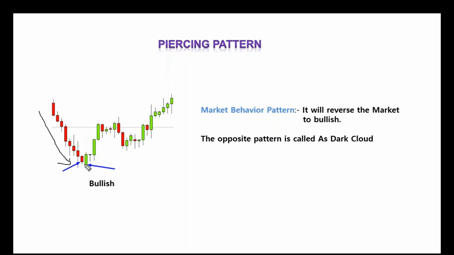If the price was in a long downtrend, a bearish candle which has opened a little bit below the previous close, and it has crossed and closed above the previous candle body, and this will be called a piercing pattern, which is a very strong pattern, and it will completely try to reverse the market for the long term. So the piercing pattern is very helpful for working the market for the long term, and the opposite of this will be called a dark cloud.